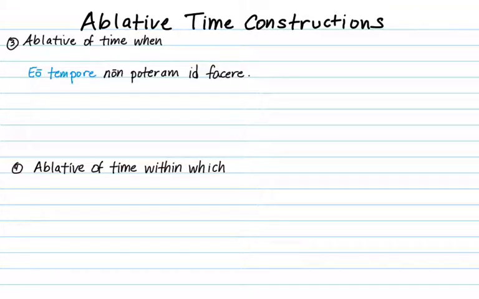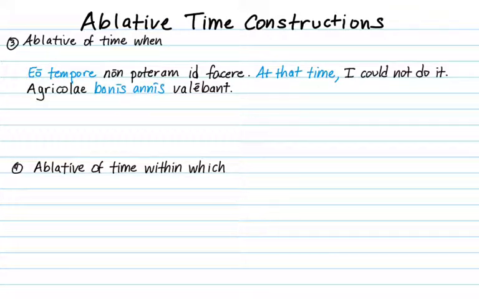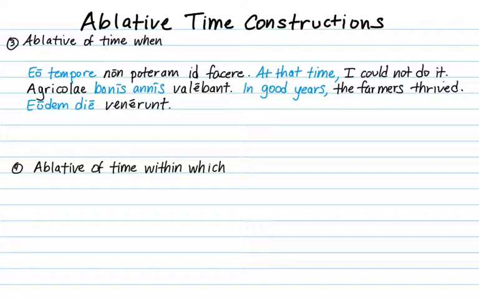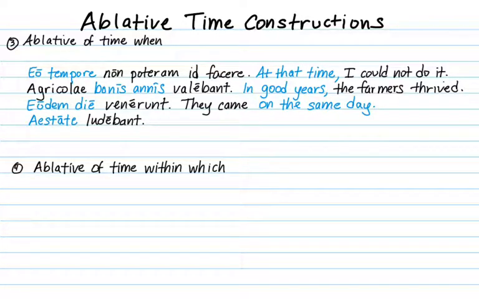So for time when did something happen? Eo tempore, at that time, non poteram id facere. At that time I could not do it. When did it happen? Eo tempore, at that time, ablative of time when. Agricolae bonis annis valebant. In good years, the farmers thrived. When did they thrive? They thrived in good years, ablative of time when. Eodem die venerunt. They came on the same day. When did they come? On the same day, ablative of time when. Aestate ludebant. They used to play in the summer. When did they play? Ablative of time when, in the summer, aestate.